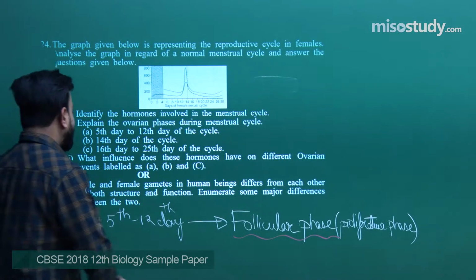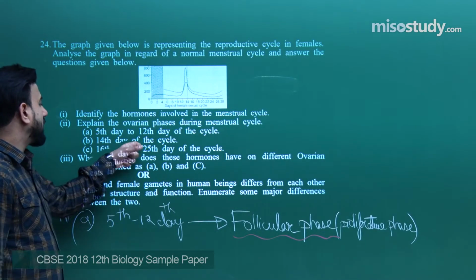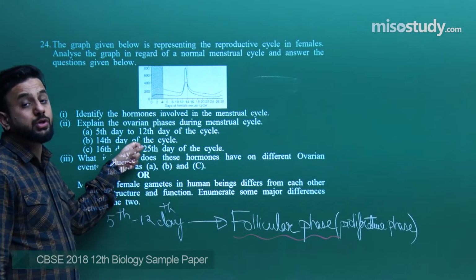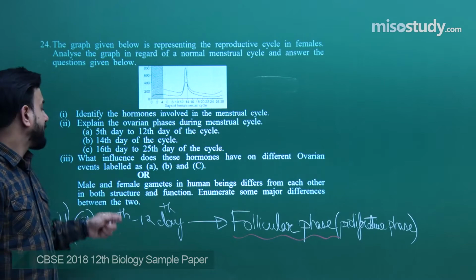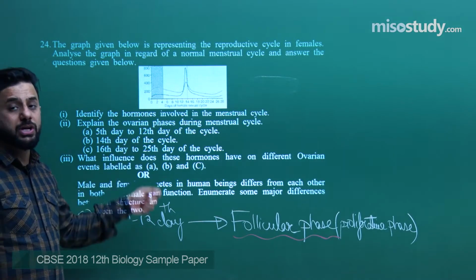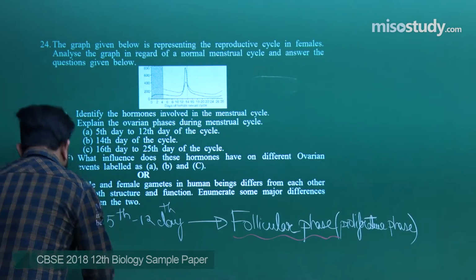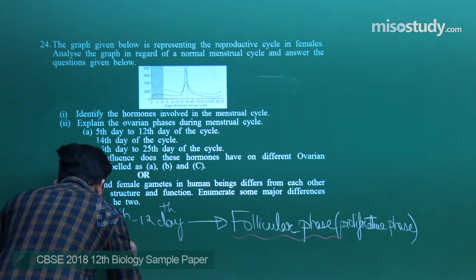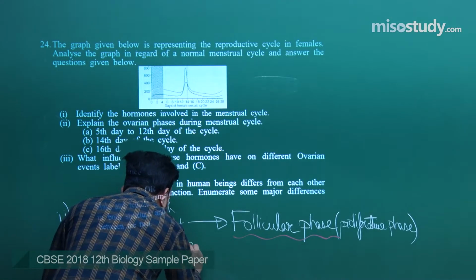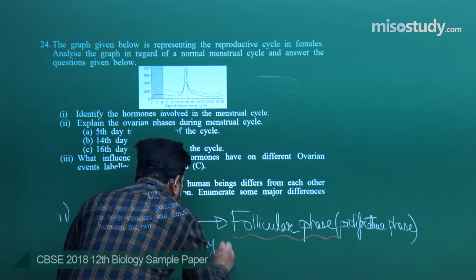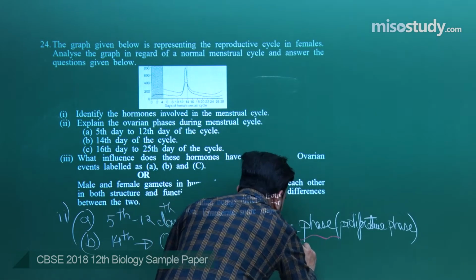The second part of the cycle, from the 14th day of the cycle, where the luteinizing hormone will be at the max, called the LH surge. This phase is called the ovulatory phase, where the release of the ovum will be taking place. So B, the 14th day, is called the ovulatory phase, where the release of the ovum takes place.